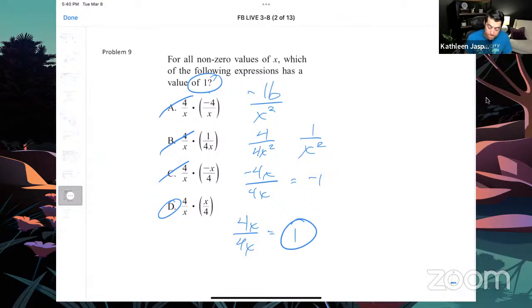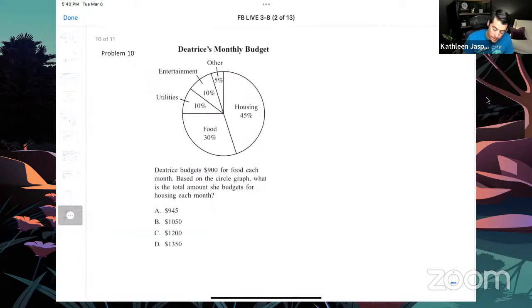Okay. All right. And finally, it's a quick session tonight. The final question says we have Dietrich's monthly budget gives you utilities, entertainment, other, and housing and food. Dietrich's budgets $900 for food each month. Based on the circle graph, what is the total amount she budgets for housing each month?